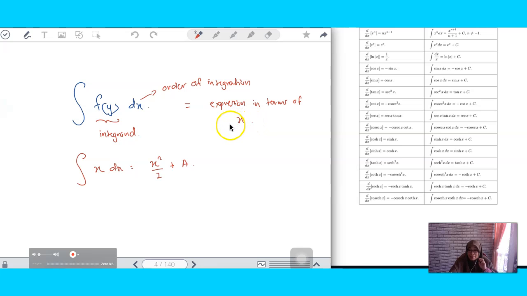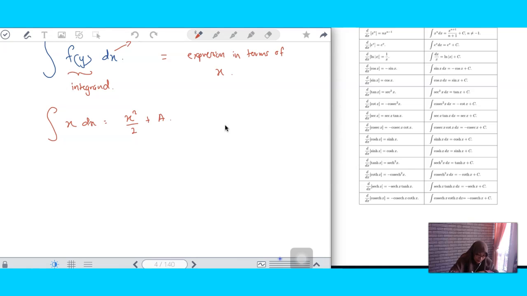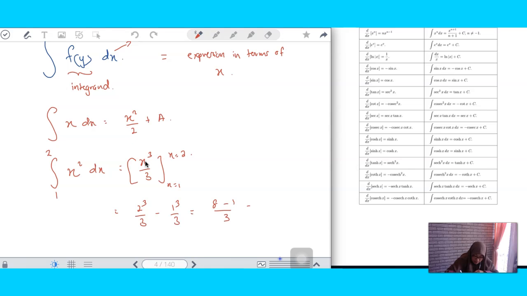So your final answer is a number, a value, so that you can explain what the application is. Let's say I give you the definite integral of x squared dx from 1 to 2. How do you integrate this single variable function? You have x cubed over 3, and then you put the limits x from 1 to 2. You substitute the upper limit 2 into x, so you get 2 cubed over 3 minus 1 cubed over 3, which gives 8 minus 1 over 3, and the answer is 7 over 3.